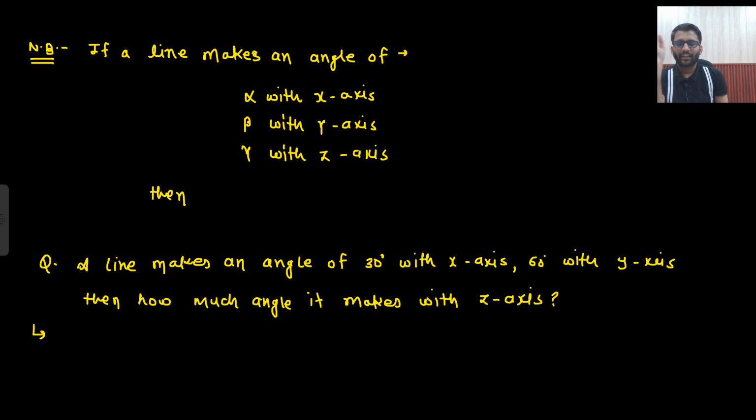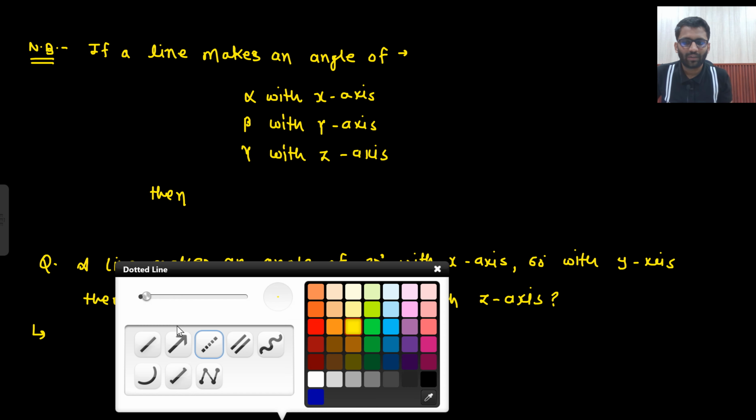Now before moving on to the next question, I just want to give a small concept. This I should have taught already in our vector algebra, but I forgot it. I actually remembered that I needed to write it down, but while writing it down, I forgot it. So here I am teaching it. If a line is making an angle of alpha with the x-axis, beta with the y-axis and gamma with the z-axis, what do I mean by that?